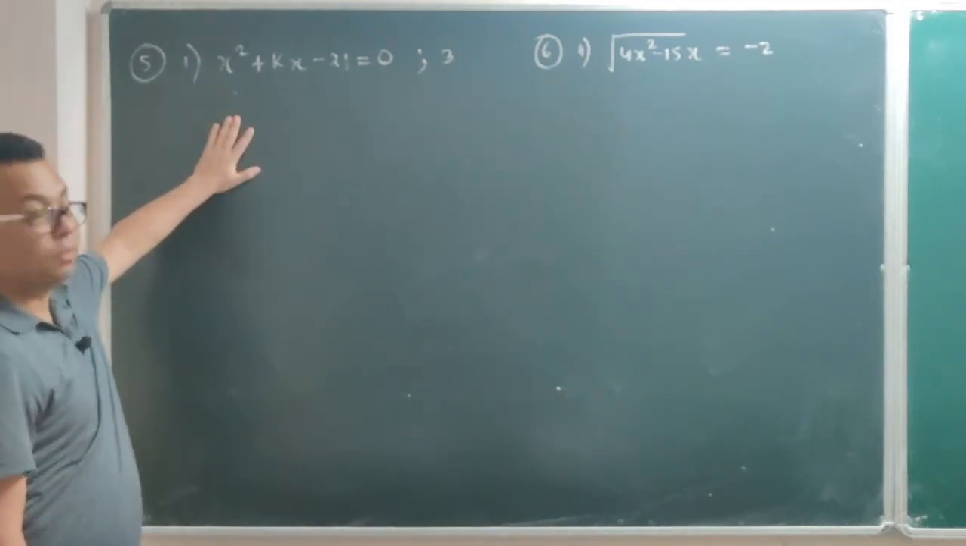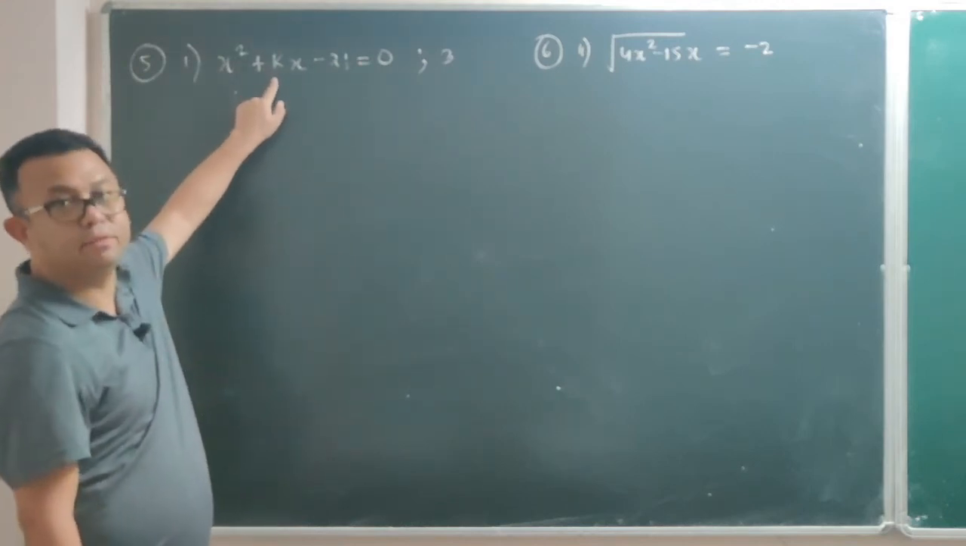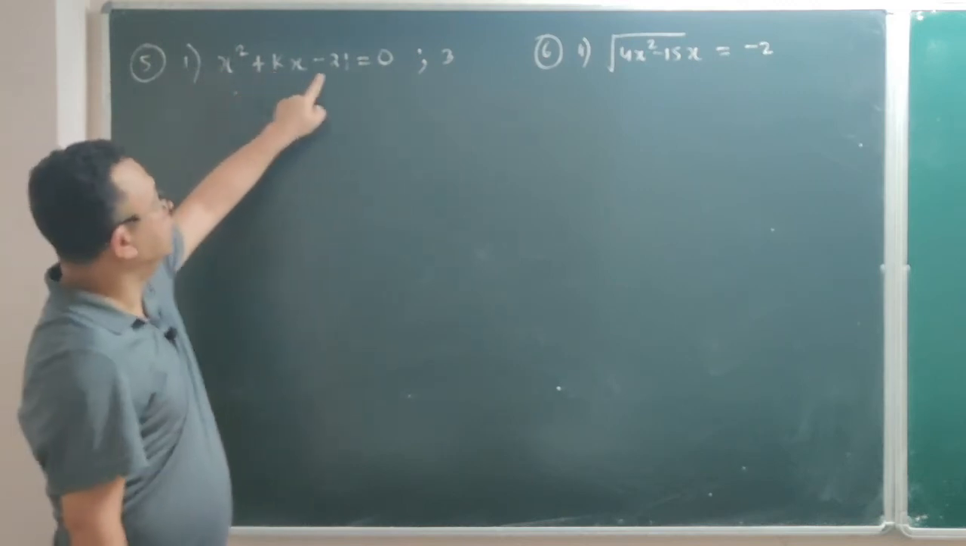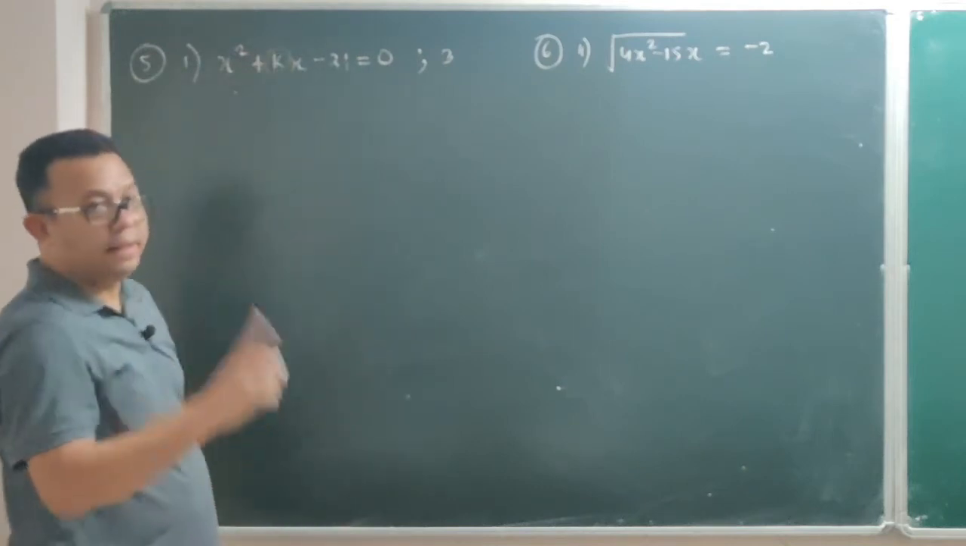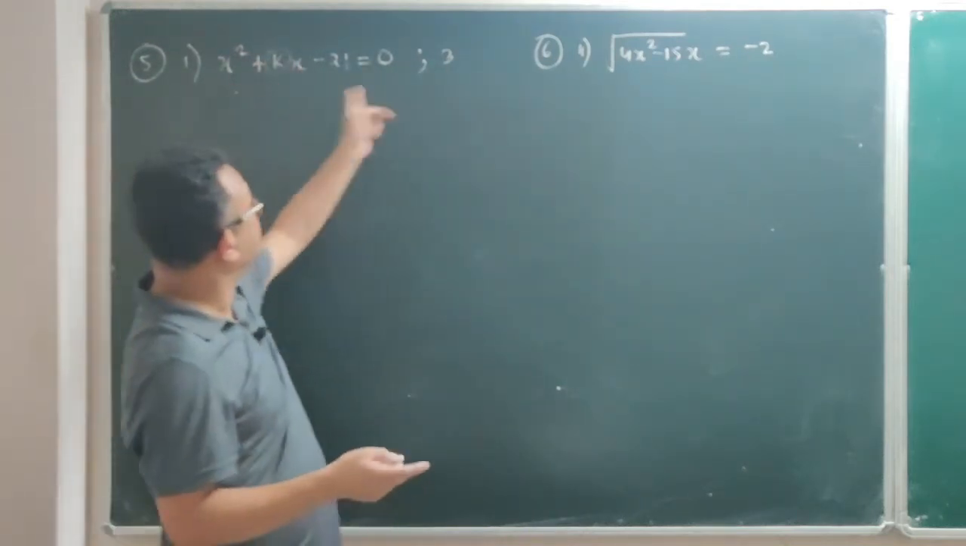Here they are telling you to find the value of this missing letter k. In ax square, a is 1, nothing is there, meaning it is 1. Your b is k and your c is minus 21. You are asked to find what this k is, and they are saying one of the roots of this quadratic equation, root means answer, one of the answers of this quadratic equation is 3.